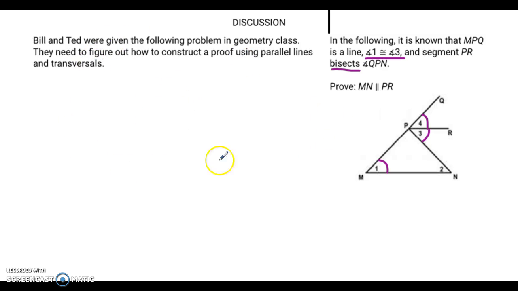So what we're going to do is set up a statements and reasons diagram here to try to prove that these two lines are parallel, keeping in mind that what we're trying to do is look at MN and PR, which is this line segment and this line segment. We need to try to use some sort of theorem to prove that these angles are congruent or these angles are congruent. We need to take a look. So pause the video for a moment and then check back for the correct answer.